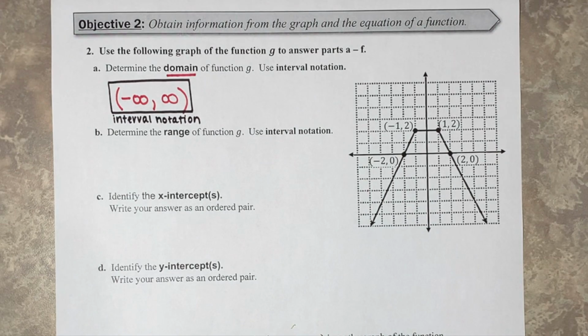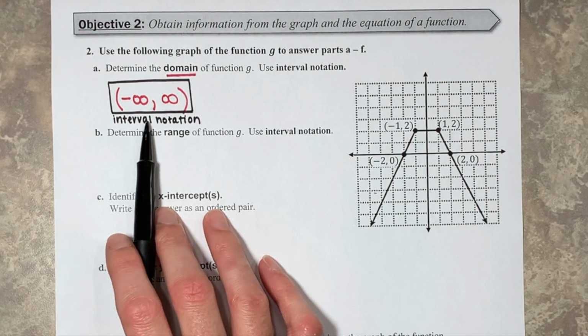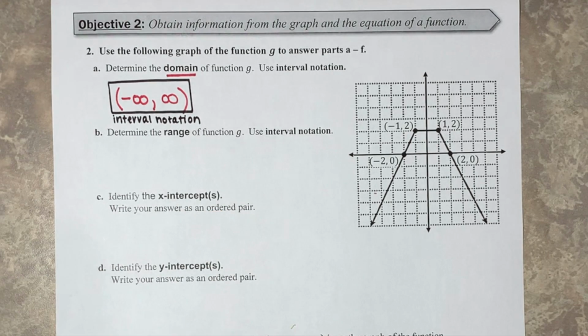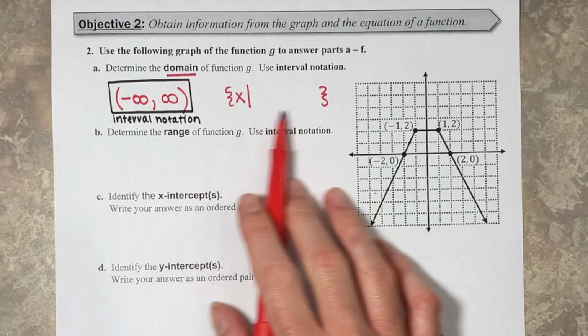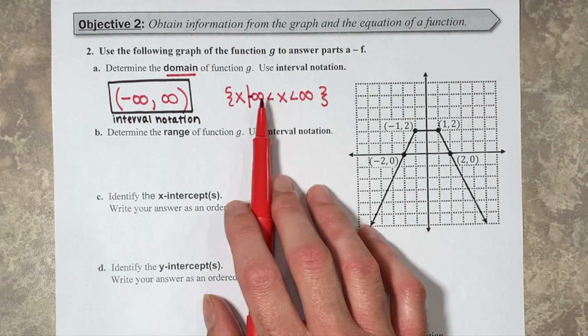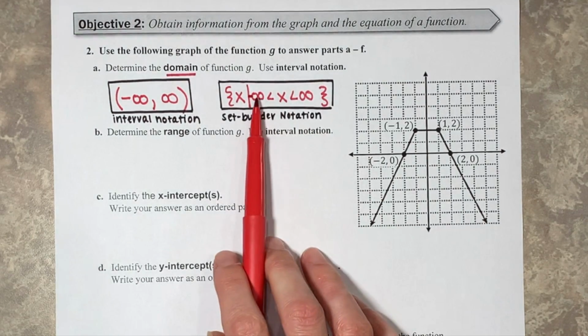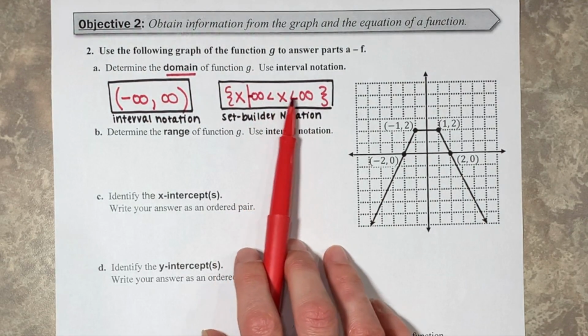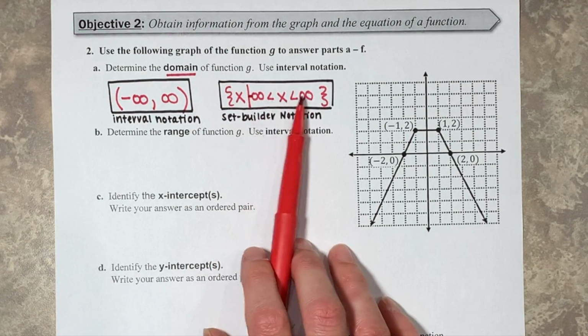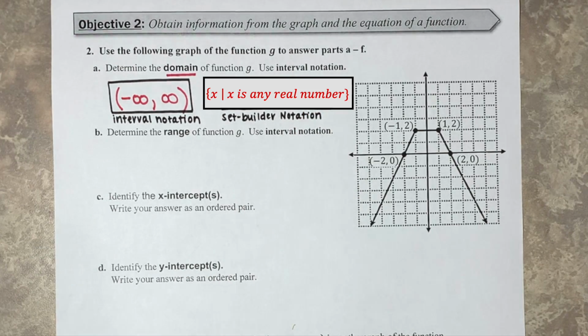This problem specifies that we use interval notation to describe the domain, but just for extra practice, let's also write our answer in set builder notation. For set builder notation, we start with this general outline. We insert an inequality right here, which says that our x values go between negative infinity and +infinity. Instead of writing this inequality, we could also use words in our set builder notation and replace this inequality with the words x is any real number.